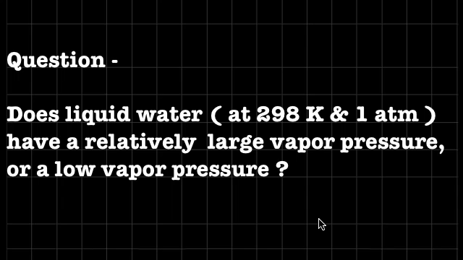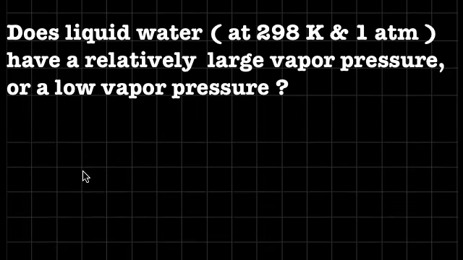Does water at normal conditions have a relatively large vapor pressure or a low vapor pressure? Well, if you think back to maybe chapter 8, I'm not sure, you know that vapor pressure is a measure of how easily something evaporates or vice versa. And so since it evaporates very slowly, water has a very low vapor pressure. The pressure above the water due to the water vapor is low. Of course, the warmer you make the water, the more the vapor pressure builds.